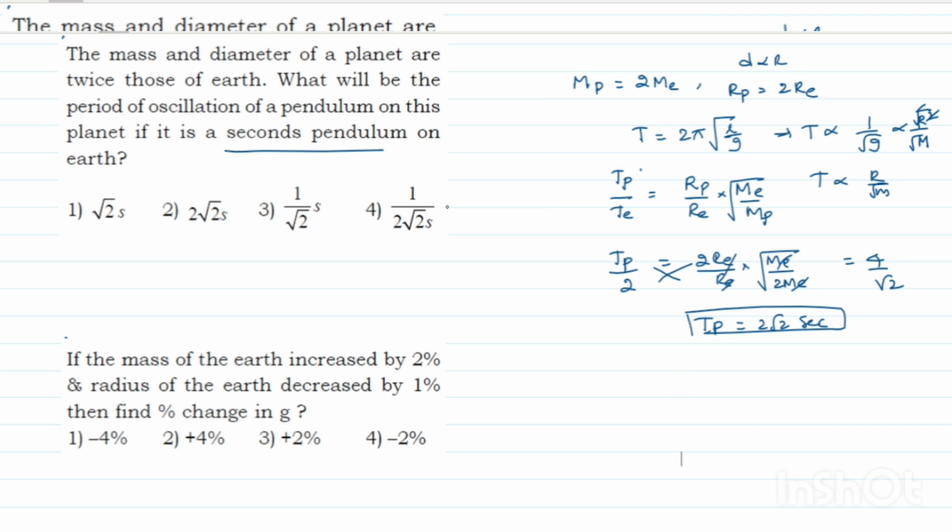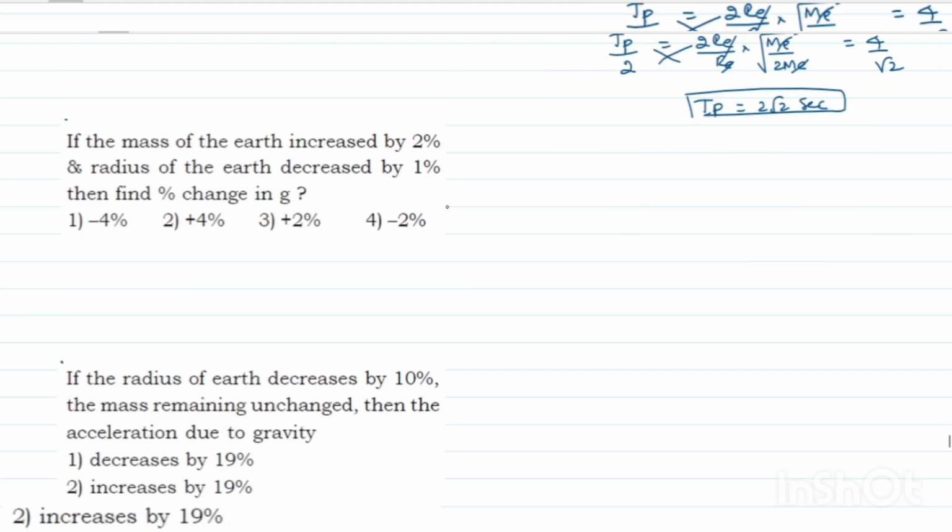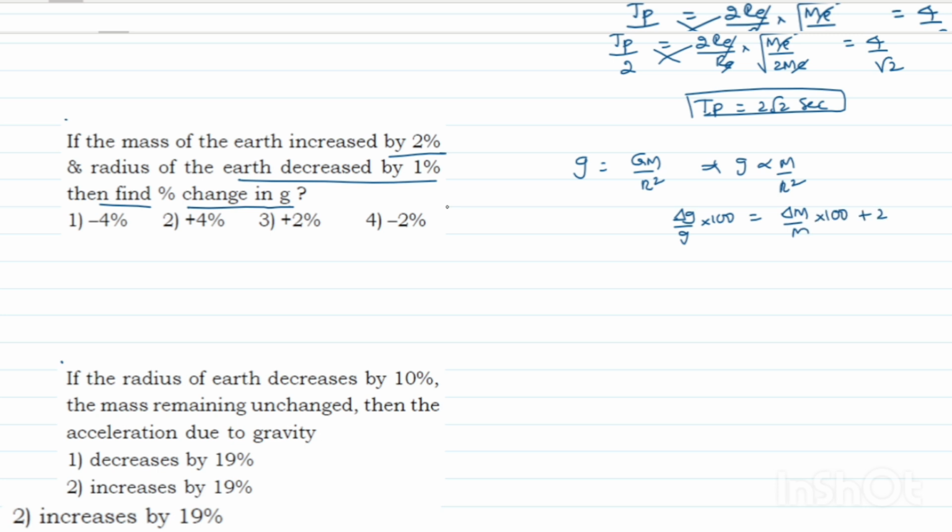Let us see the next question, students. The next question says, if the mass of the Earth increases by 2% and the radius of the Earth decreases by 1%, then what is the percentage change in g? So g = GM/R², which means g is directly proportional to M by R². For small changes, Δg by g into 100 equals ΔM by M into 100, which becomes a plus value in the numerator, minus 2 into ΔR by R into 100.